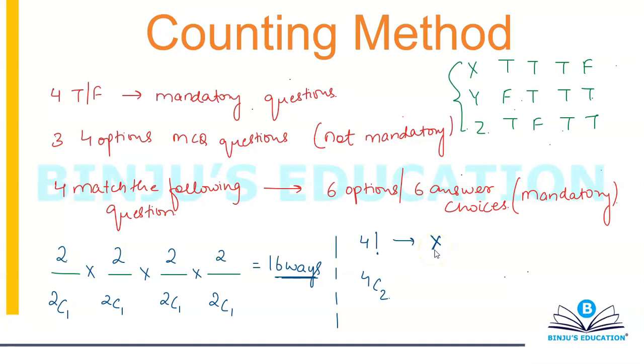Second, why is 4C2 wrong? The literal meaning of 4C2 is that out of 4 different things, you are selecting 2 things. That's again not my question. I'm not asking you to pick 2 questions. That's why this is also wrong.